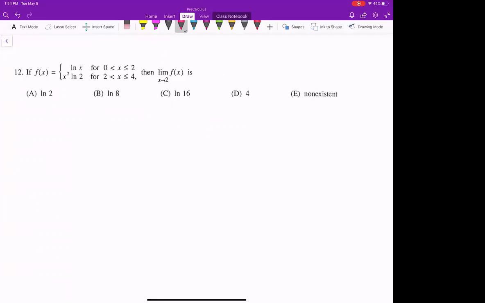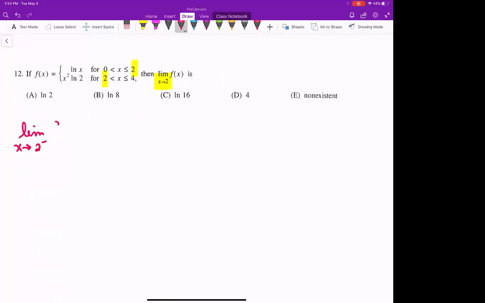All right, so hopefully you didn't forget you've got to check both the left and the right hand sides. So if we've got a piecewise defined function and we're going to have a break at 2 like we do here, then I'm going to have to do the limit as x approaches 2 from the left. And I'm going to have to do the limit as x approaches 2 from the right.